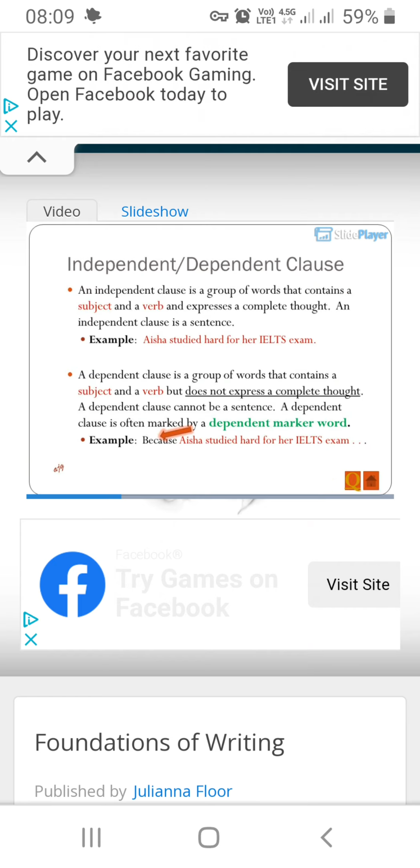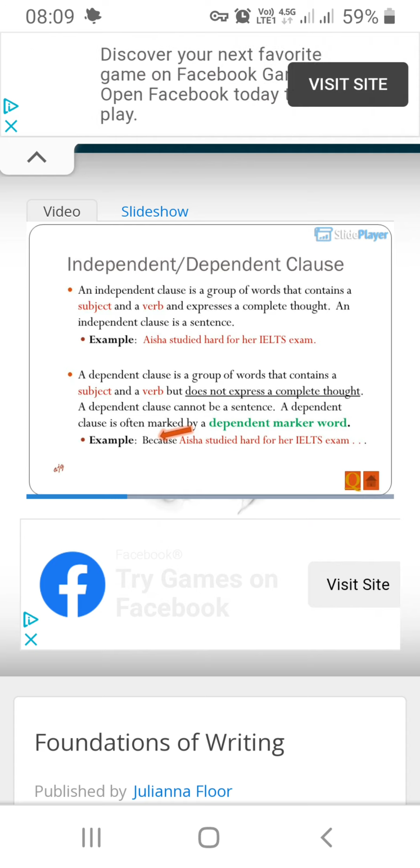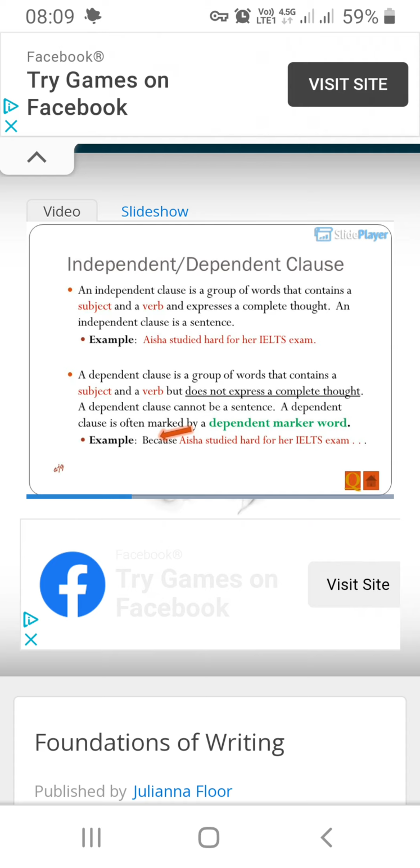Independent and dependent clause. An independent clause is a group of words that contains a subject and a verb and expresses a complete thought. An independent clause is a sentence. Example: Aisha studied hard for her IELTS exam.